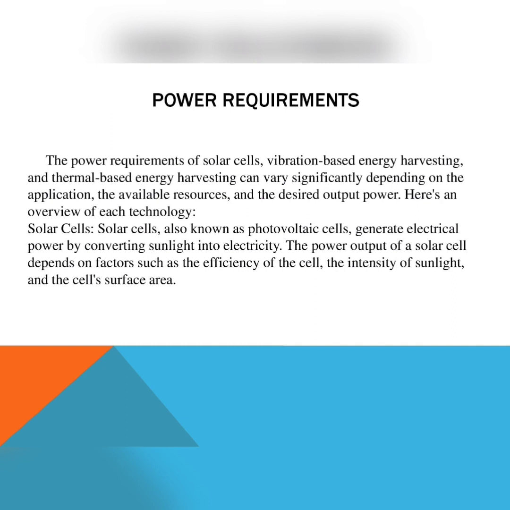To determine the power requirement of a solar cell system, you need to consider the power consumption of the device you intend to power and the available sunlight in the location where the solar cell will be deployed. The power consumption should be equal to or less than the power output of the solar cell system to ensure proper operation.